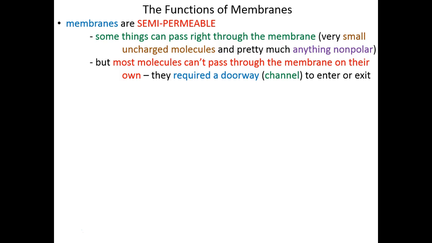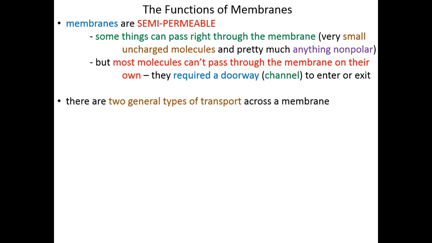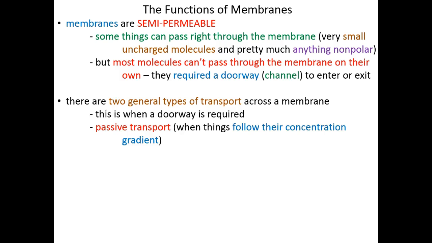Most of the molecules we encounter in life, though, are either charged, partially or fully, or are very, very large, and those molecules cannot pass passively through the membrane. Instead, they require a doorway or a channel to do so. So as we move on now to transport across the membrane, we have two classes that we need to keep in mind. Both of them require a doorway, both of them require a protein that allows molecules to flow through, but sometimes those molecules are following their concentration gradient, and sometimes they're moving against it.